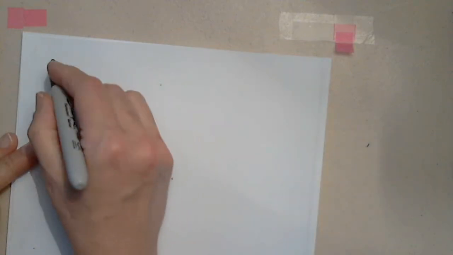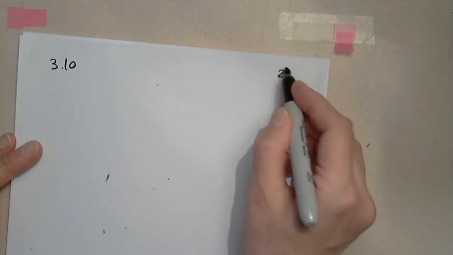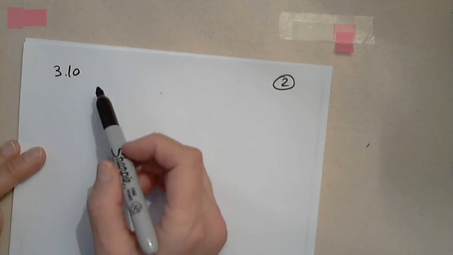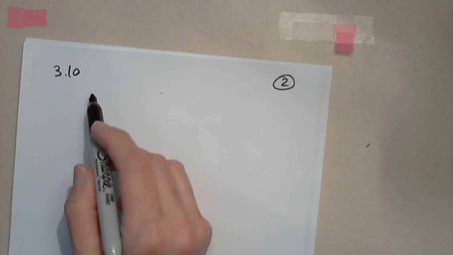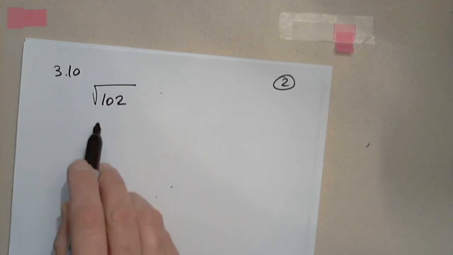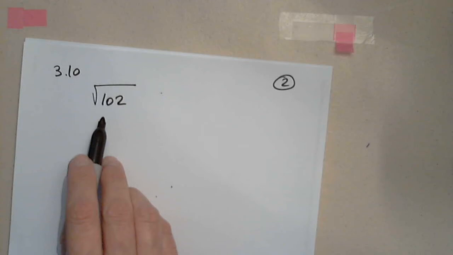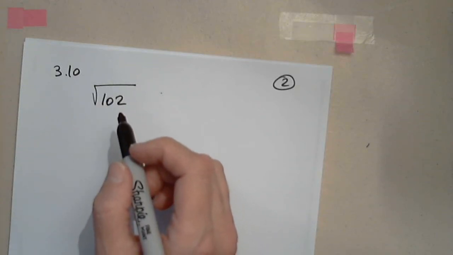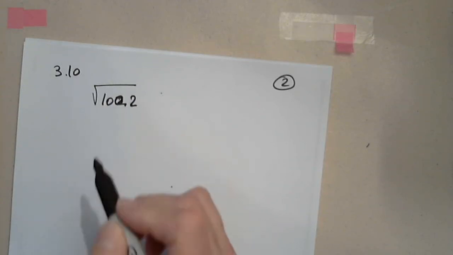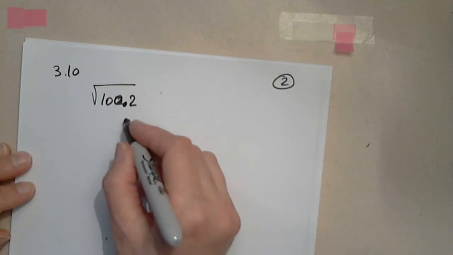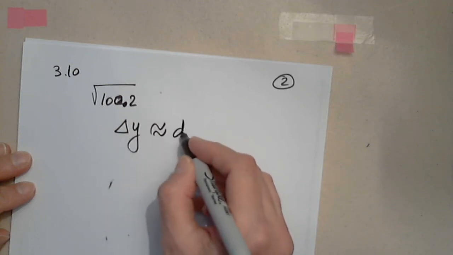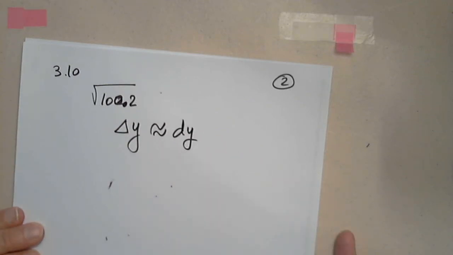It's from section 3.10, linear approximation, and it is using linear approximation for differentials. Estimate the radical of 100.2. Oh, I'm sorry, that's my bad. Like this? Yes. Perfect. So remember, we always start with delta y approximately dy.